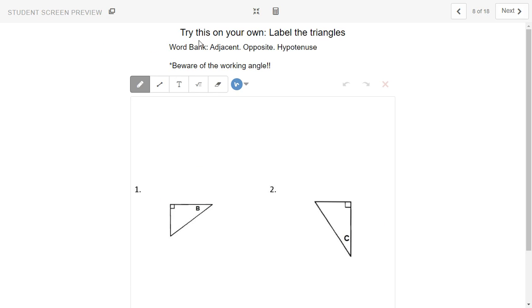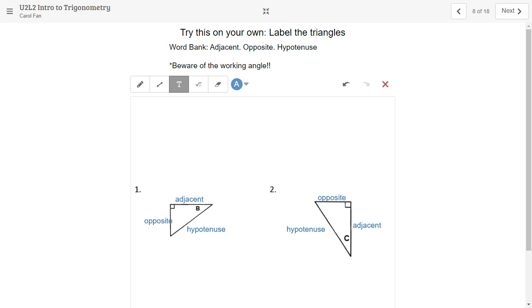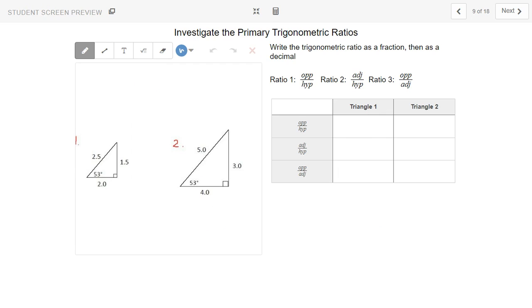Okay, so pause the video now and answer this on your own. Right, here's the answers to the slide. Right, so let's continue on with the lesson. We're going to investigate primary trig ratios here.